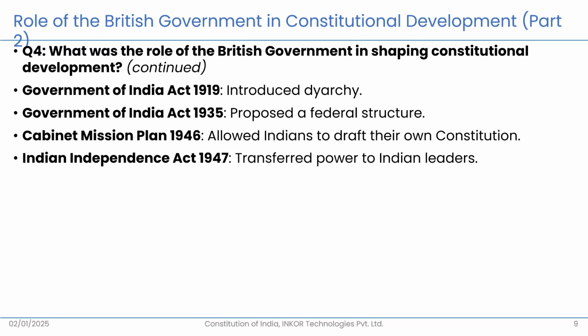As the demand for self-governance grew, Britain introduced more constitutional changes. The Government of India Act 1919 brought in Dyarchy, where Indians were allowed to control certain provincial matters, but major powers remained with the British. The Government of India Act 1935 was a significant step, as it proposed a federal structure for India, although it was never fully implemented. Later, under increasing pressure, the Cabinet Mission Plan of 1946 allowed Indians to draft their own constitution. Finally, the Indian Independence Act of 1947 marked the end of British rule and transferred power to Indian leaders, paving the way for complete sovereignty.